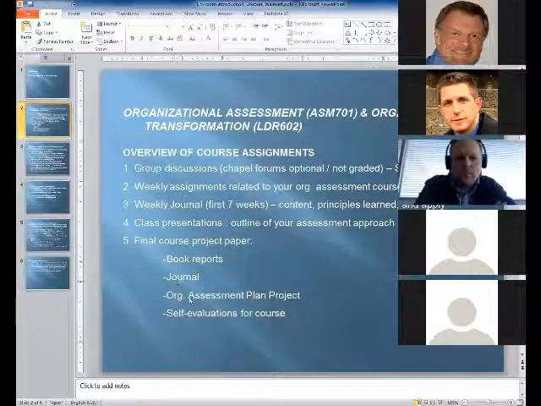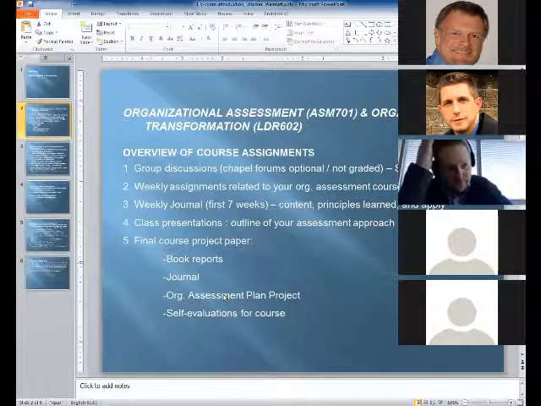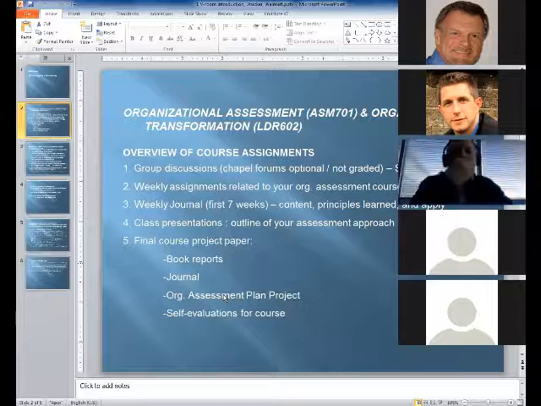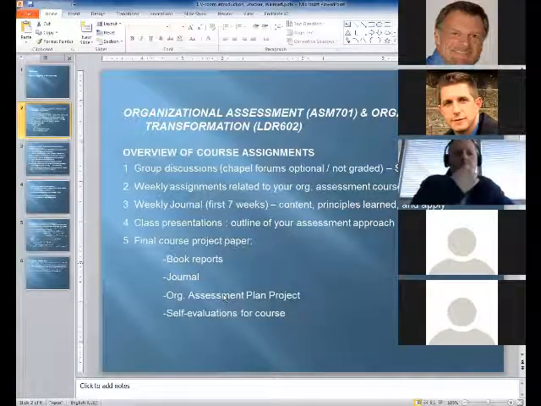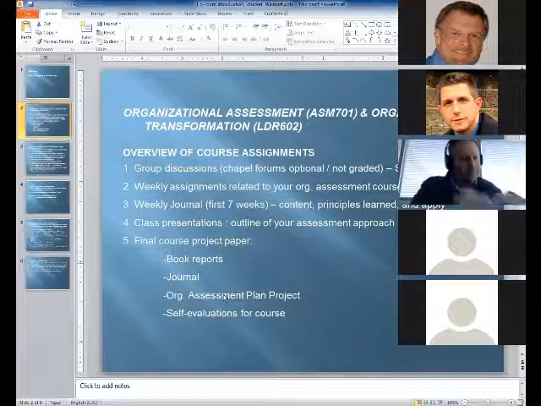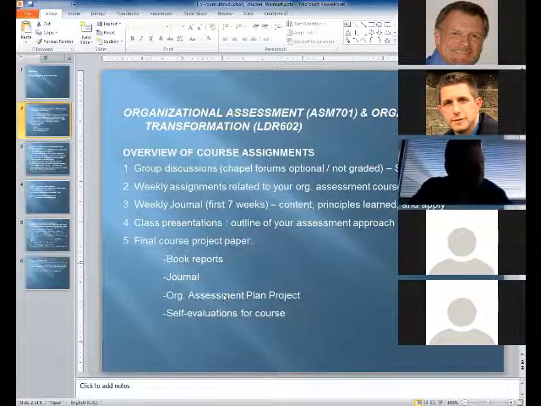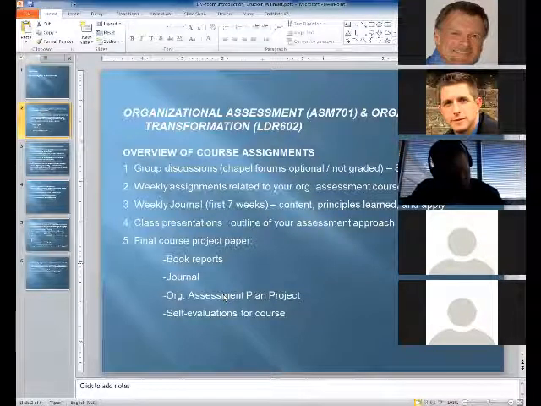I already mentioned the journal. Chapter 3 of your paper will be what we call an organizational assessment plan. And hopefully, as you go through the different weeks of this course, you're going to develop some thinking about organizations: what makes organizations work well, what makes them not work well.